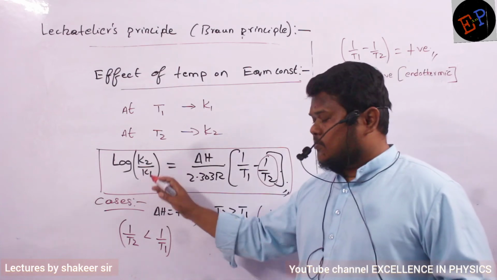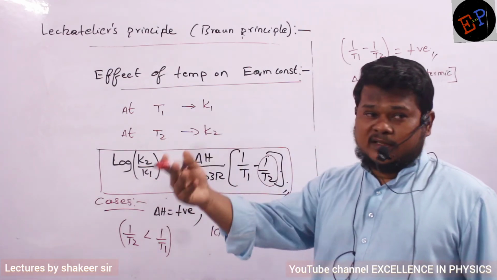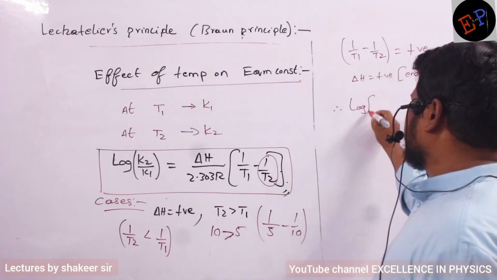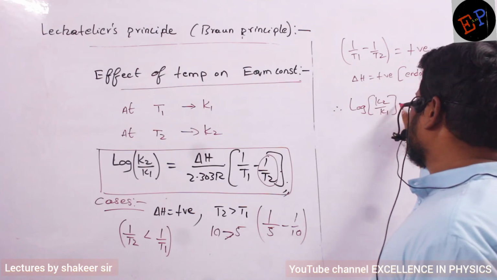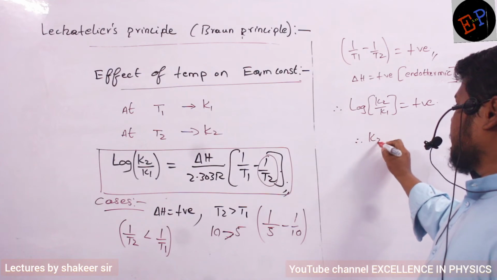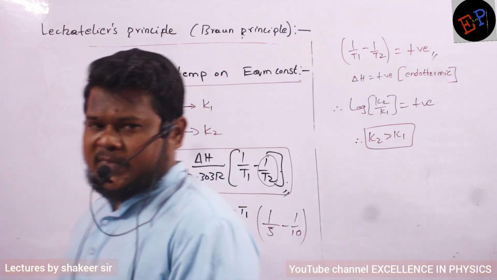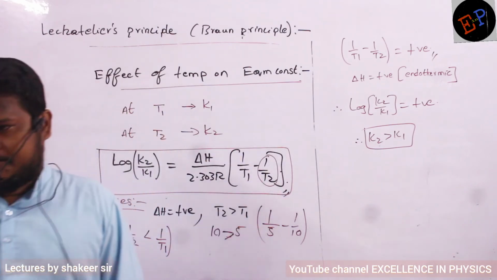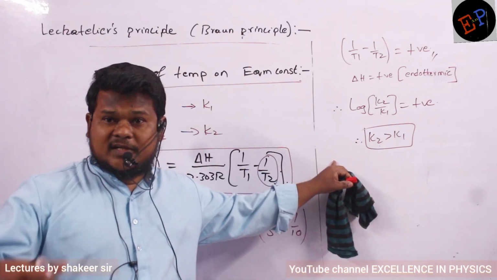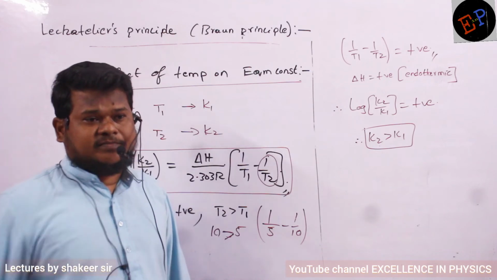Then what about log K2 by K1? It also will be positive only, no? And it is possible only when K2 is bigger than K1. Therefore, log K2 divided by K1 is also positive, and this is possible only when K2 is bigger than K1. So, here temperature is increasing and it is an endothermic reaction, then equilibrium constant is also increasing. This is the method of analyzing the equation. Are you able to understand?